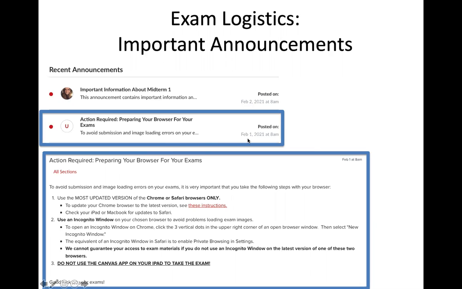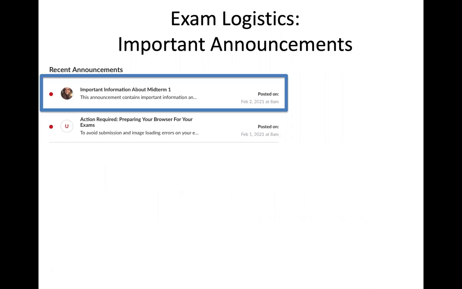It was posted on February 1st, my birthday. Please look at my birthday announcement here, and it's going to tell you how to set up your browser to be able to properly take the exam. We did this last semester, that same setup, and it worked outstanding. Okay, I had hundreds of students take it, and I only had like one student all semester who had a technical glitch. So I know it's going to work for you if you prepare ahead of time.